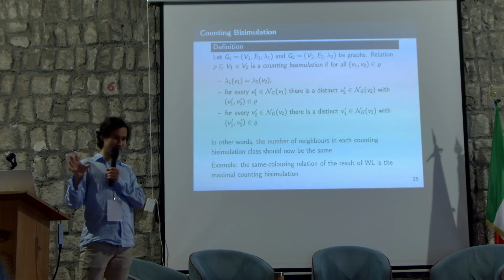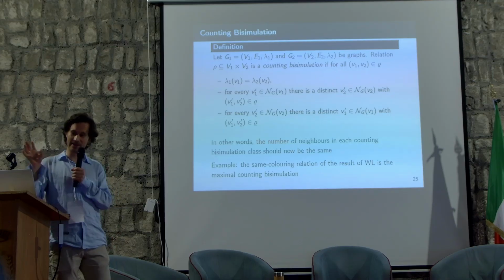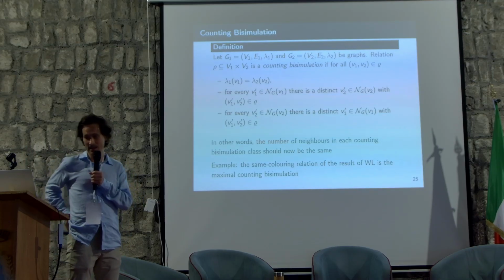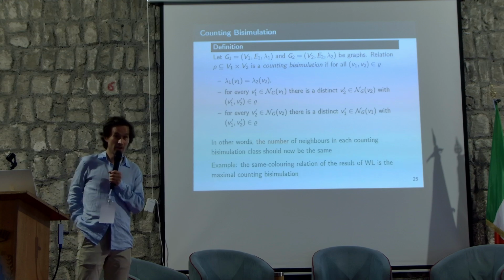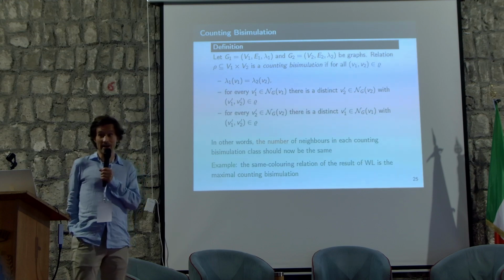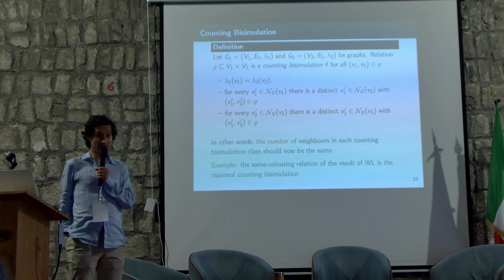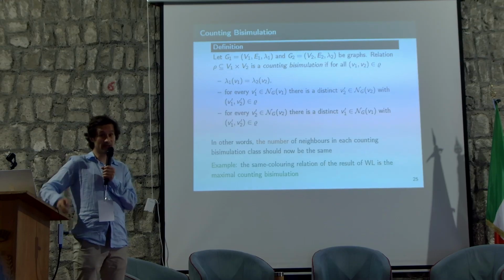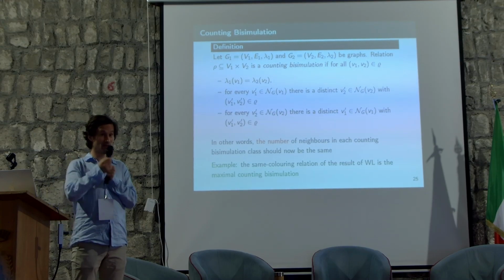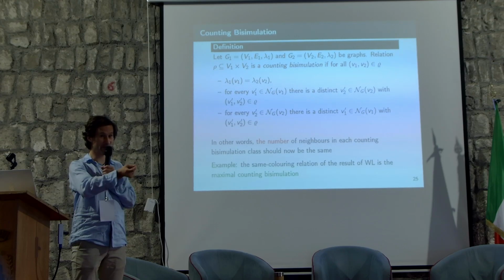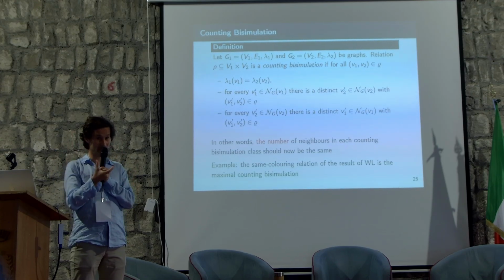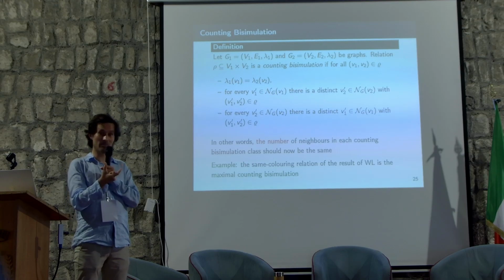Okay, but we don't need this notion of bisimulation itself. We need a variant of this. The first step is counting bisimulation. So here we are the same, except that now we respect the number of bisimilar neighbors. In the first case, it's just that for each neighbor of V1, we should find a bisimilar neighbor of V2. Here we care about the numbers.